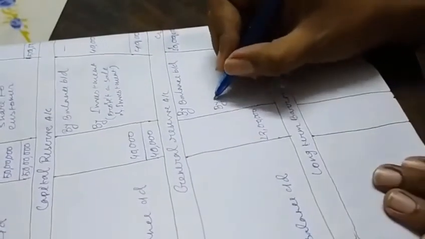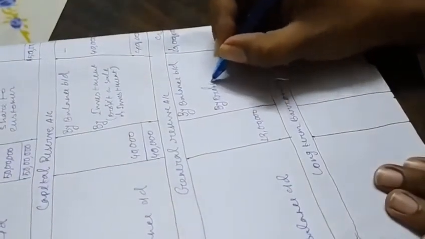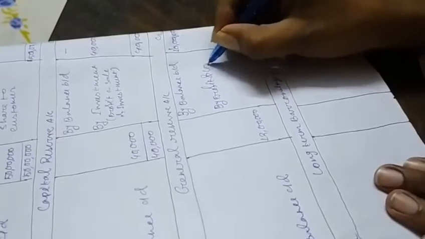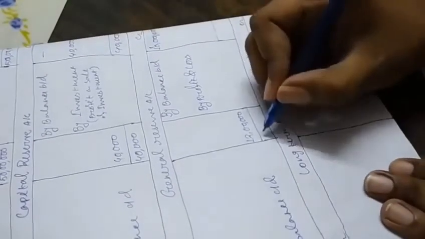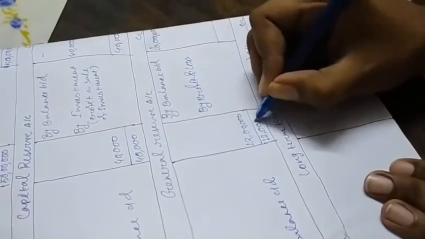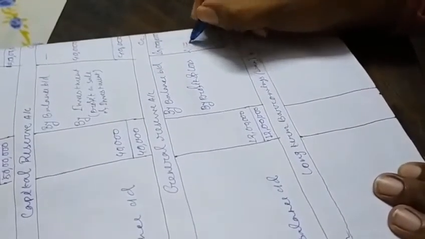So by profit and loss, we'll transfer the excess value of general reserve, that is 12 lakh and 10 lakh. So this balancing figure is 2 lakh. 2 lakh will be transferred to the profit and loss account. Okay.